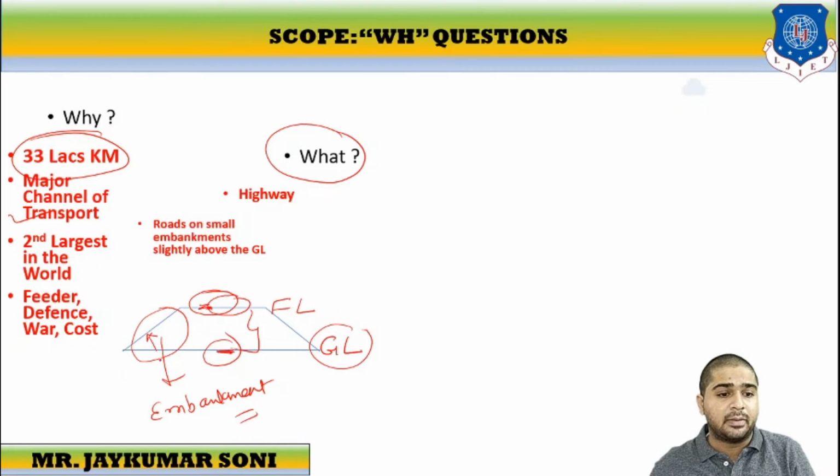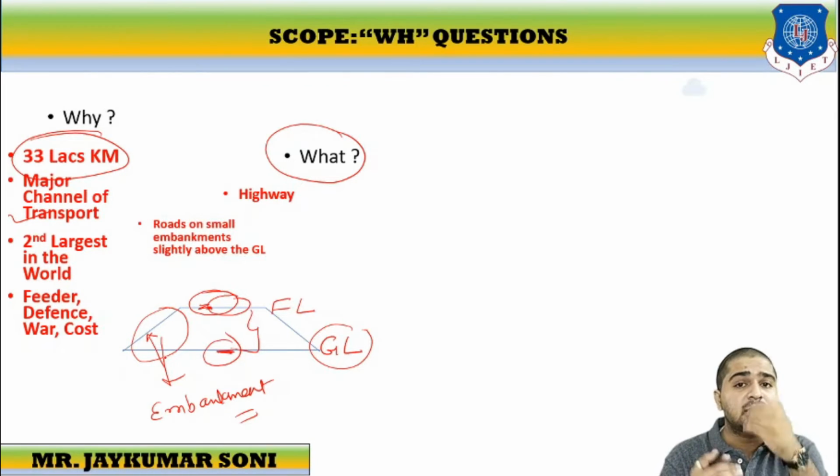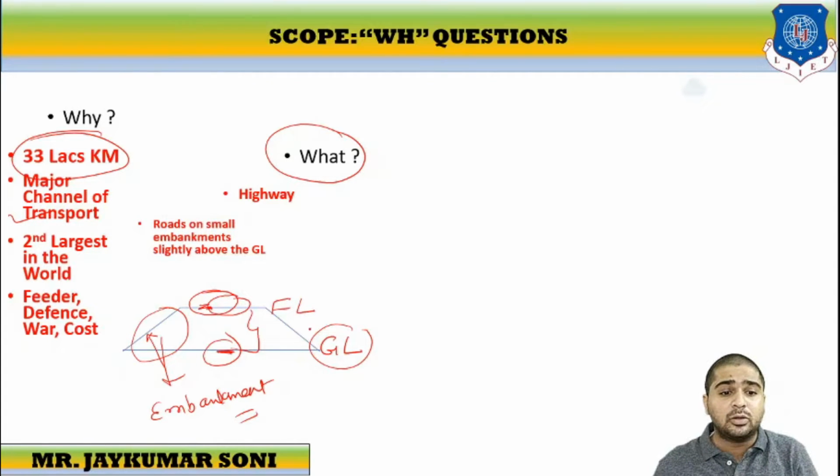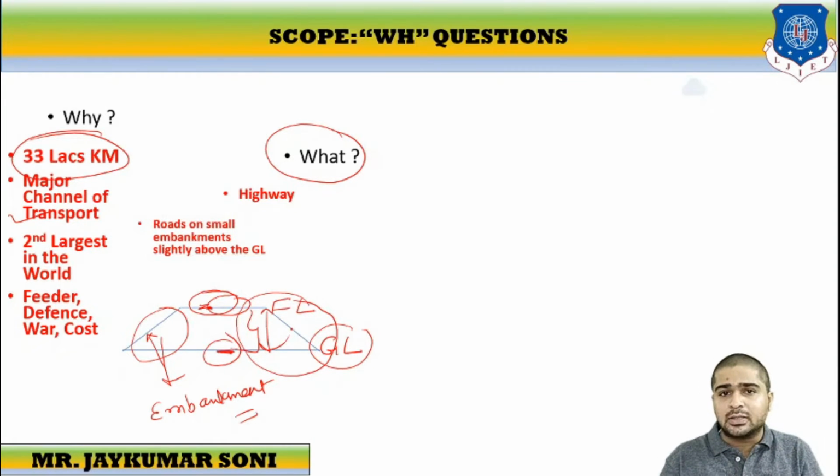This is called an embankment. Embankment means slope. If the surface of the road is constructed above the ground level, you can see that this is constructed above the ground level. This kind of road is called a highway because it is constructed at a certain height above the ground level. So they are called highways.